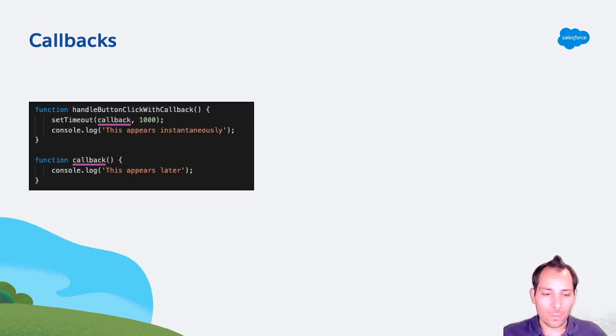So what happens if we look at this code is that when we click on the button, we instantly write this appears instantaneously, and then only a second later we'll write this appears later. And this is due to the fact that the callback function is called only after a second. It's not immediately called because of the asynchronicity of the setTimeout function. So that's the purpose of callbacks.